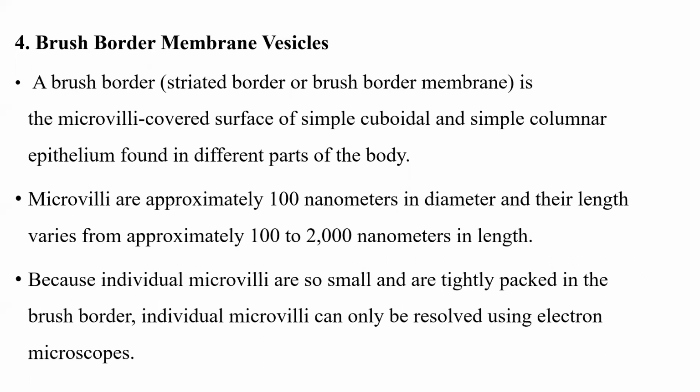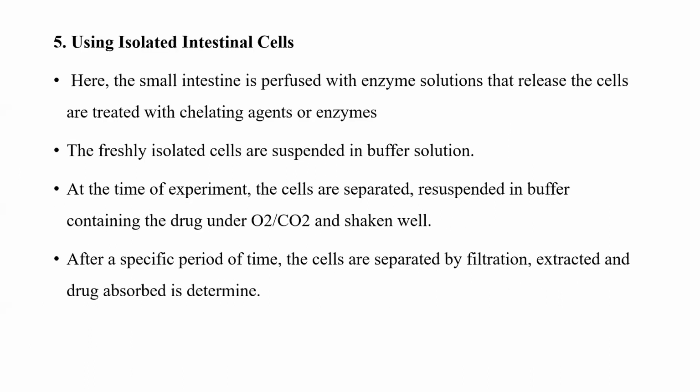Another one is brush border membrane vesicles, then isolated intestinal cells. Here, the small intestine is perfused with enzyme solutions which release the cells, which are then treated with circulating agents. The isolated cells are suspended in the buffer solution, and after a specific period of time, you remove and separate the cells, extract, and determine how much drug has been absorbed. So you may use isolated intestinal cells.